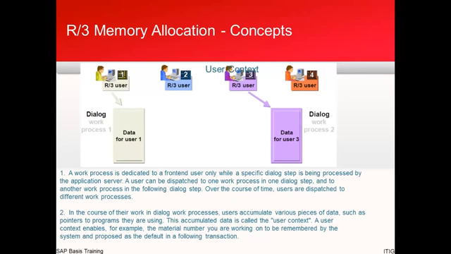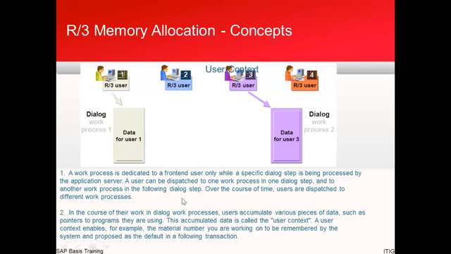A work process is dedicated to a front-end user only when a specific dialog step is being processed by the application server. A user can be dispatched to one work process in one dialog step and to another work process in the following dialog step. Over the course of time, users are dispatched to different work processes. So you can see that for one activity the user is allocated to one work process, for another activity he could be allocated to another work process.